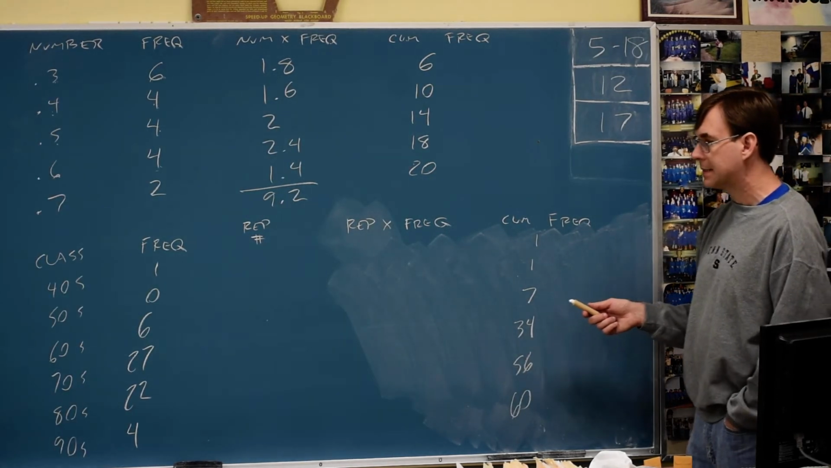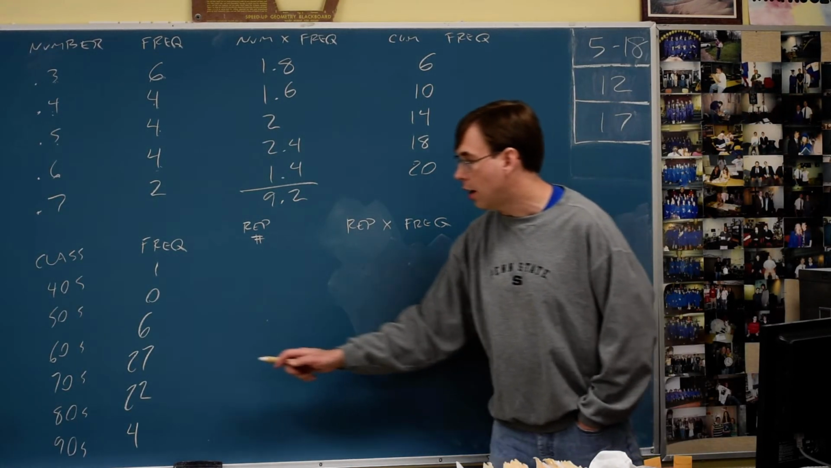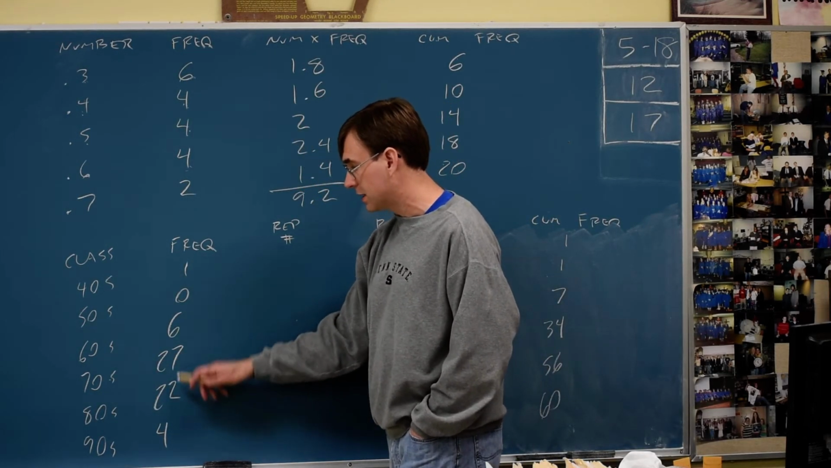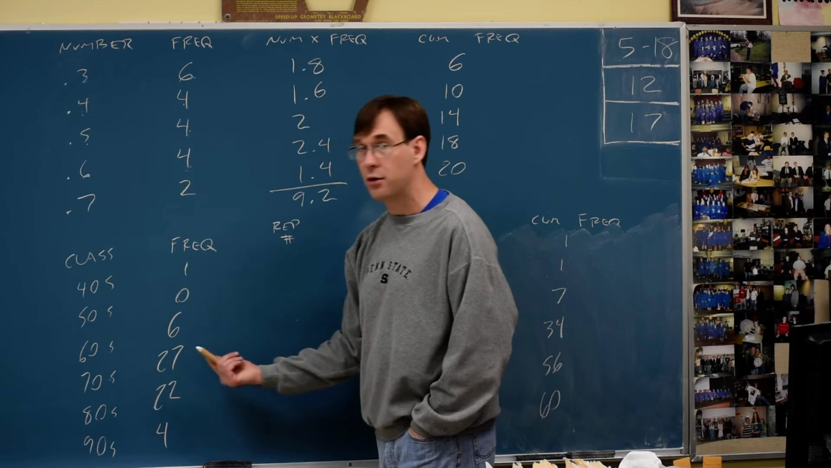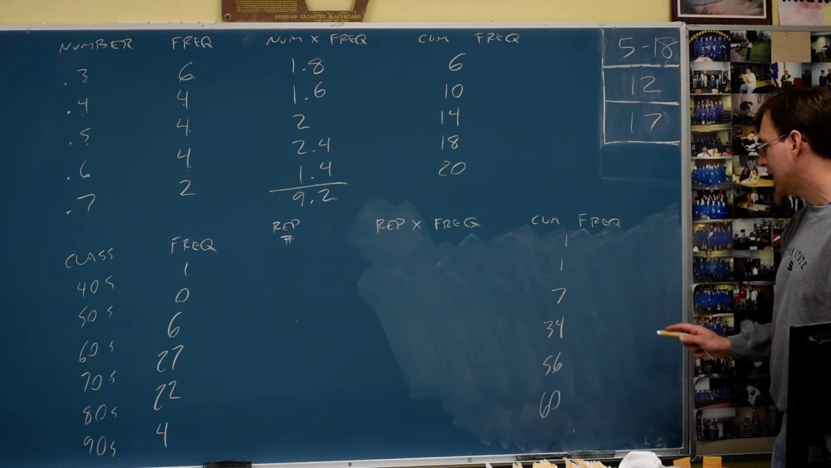We could do easily, probably the easiest answer is the mode. Most common is the 70s, because there were 27 of them, that's the most we had, so mode is the 70s. The median is probably the second easiest.